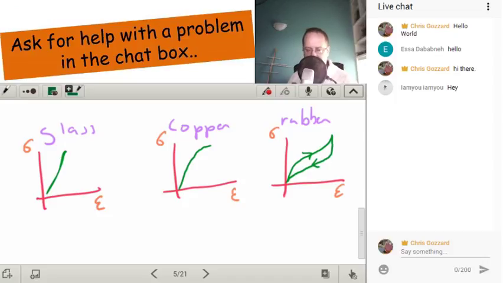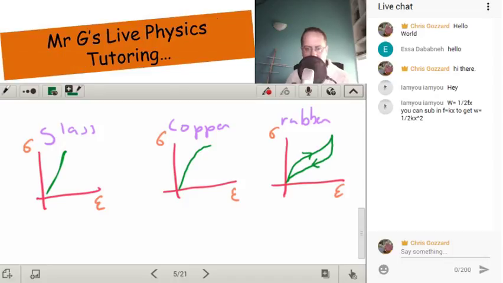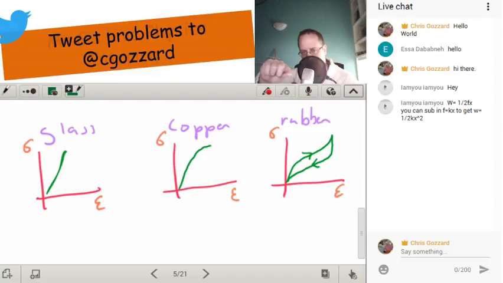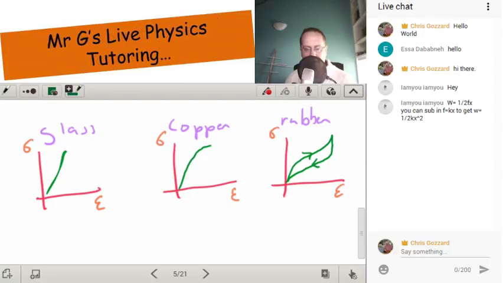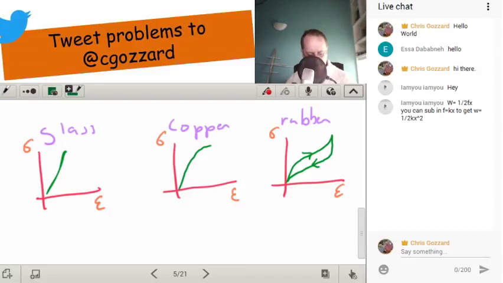And rubber is unusual because, as you extend it, it takes a certain amount of energy, but the energy that it gives back is not the same. So the area in that little loop there that you can see is caused by heat loss in the actual rubber itself.